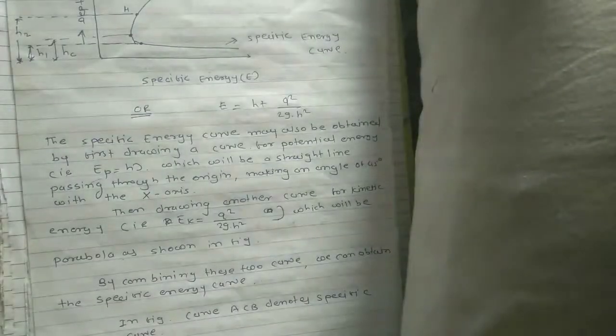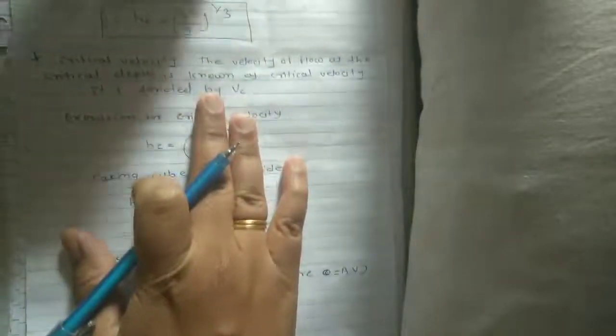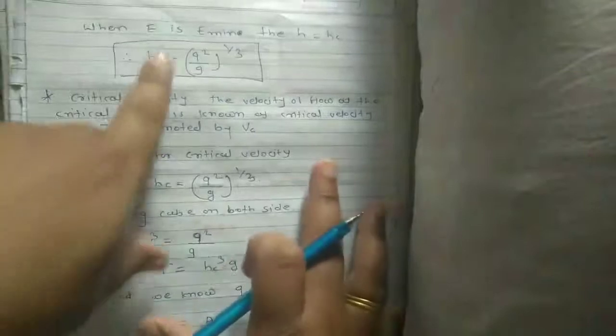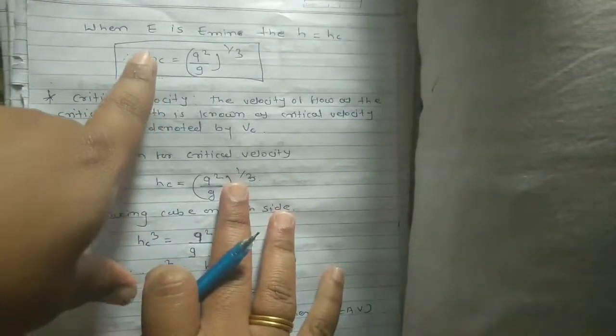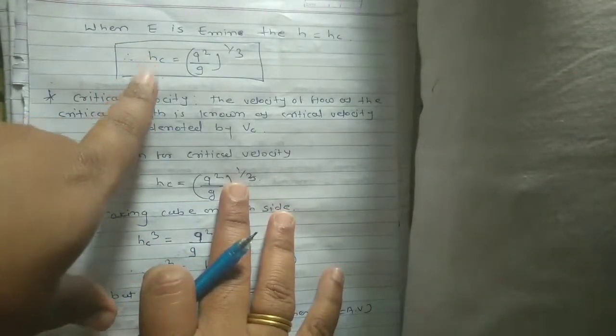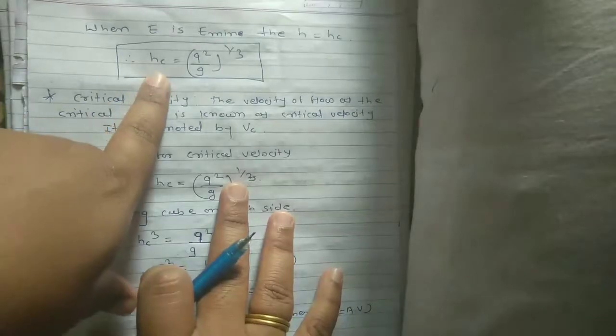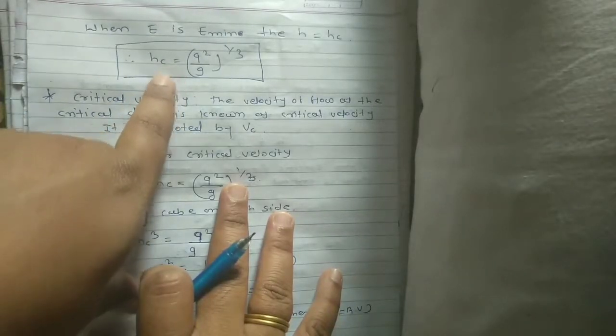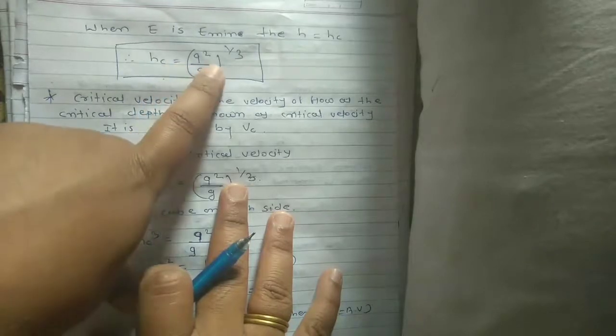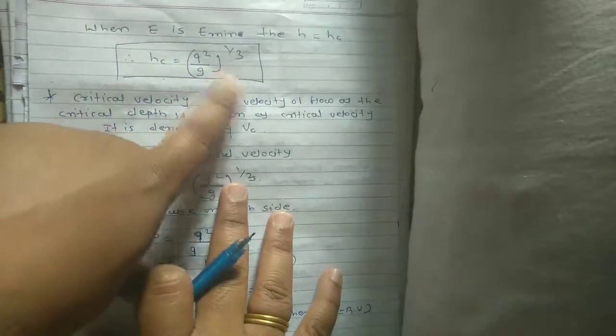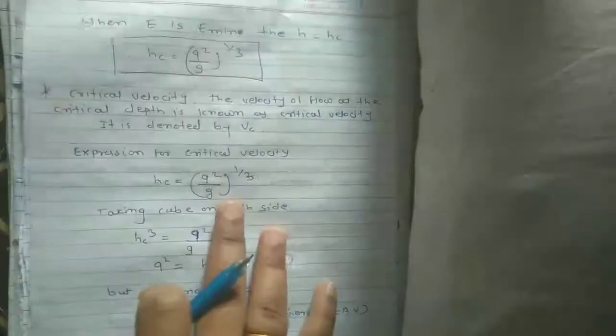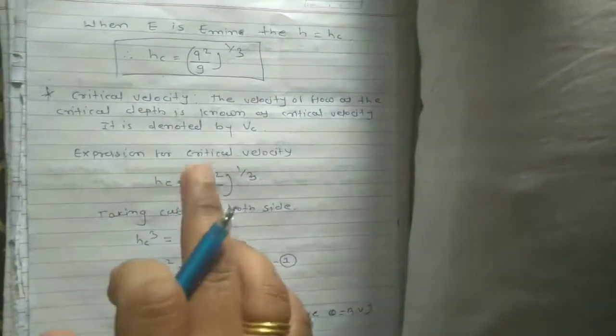Now after this, as we know, this we derived from the minimum specific energy, and we have used that condition of minimum specific energy. So therefore h becomes hc. Therefore hc is equal to (q square by g) whole raised to power 1 by 3. So this is the equation of critical depth, that is hc equal to (q square by g) whole raised to power 1 by 3.